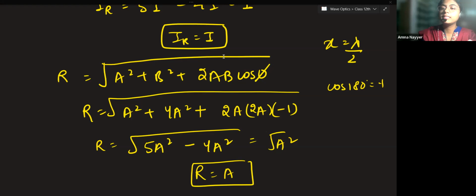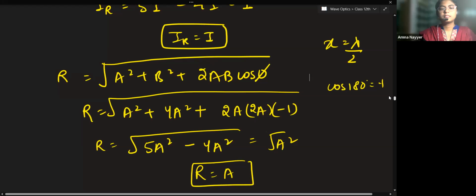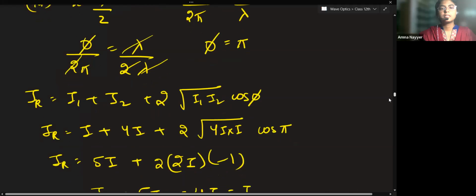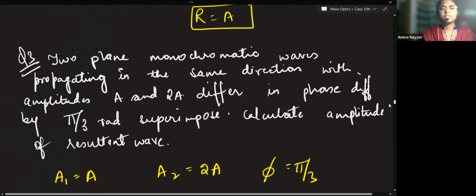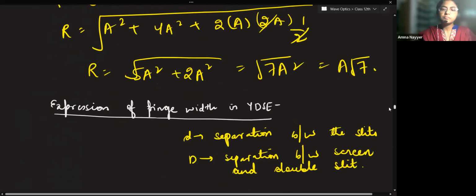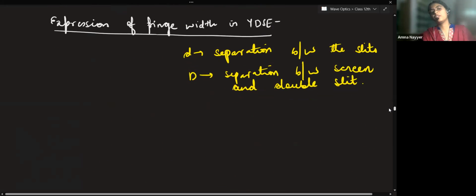So yes, the resultant amplitude of the wave that we discussed. Apart from that, we had seen how you calculate the resultant intensity. If you have two waves, then what is their resultant intensity? So this question also we had done. Now fringe width, this topic we have to do.